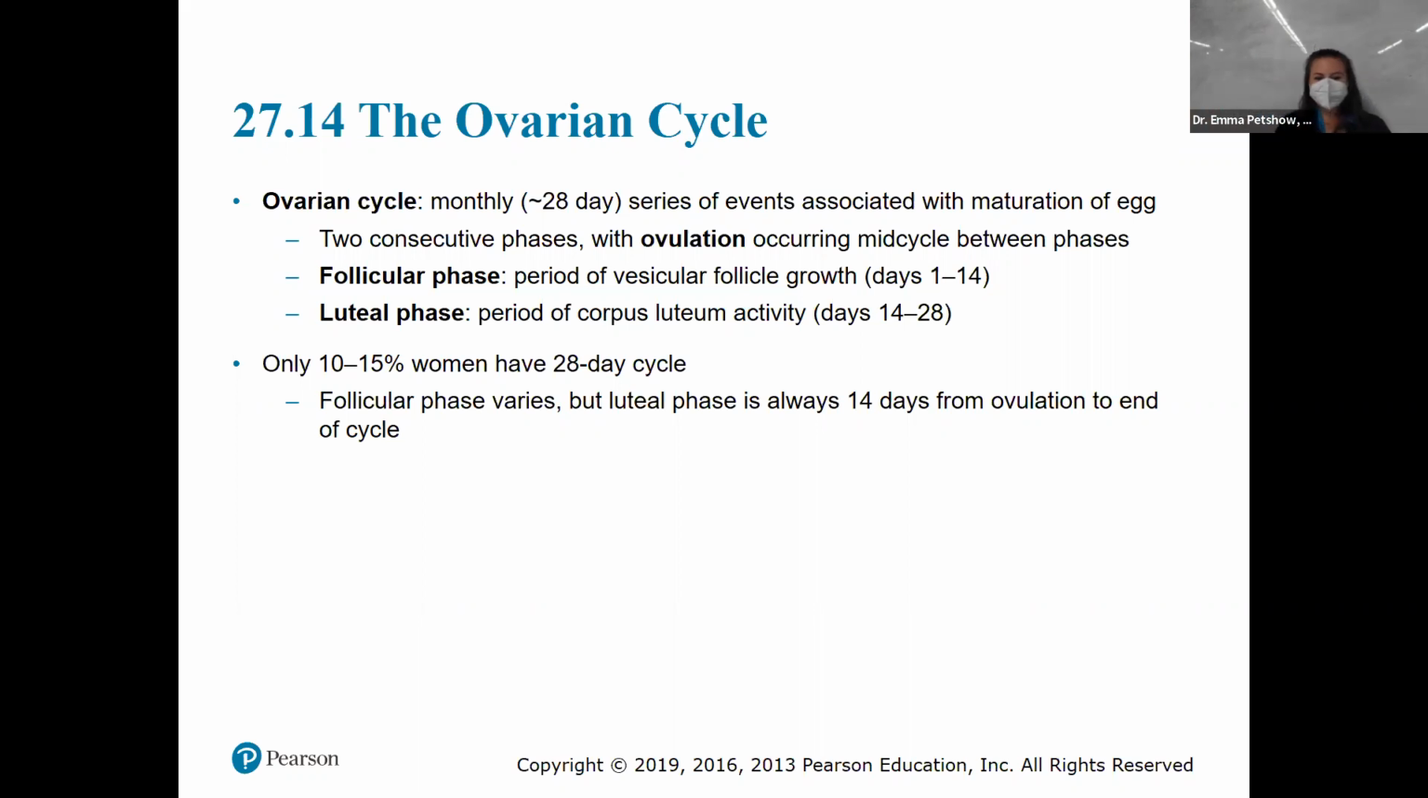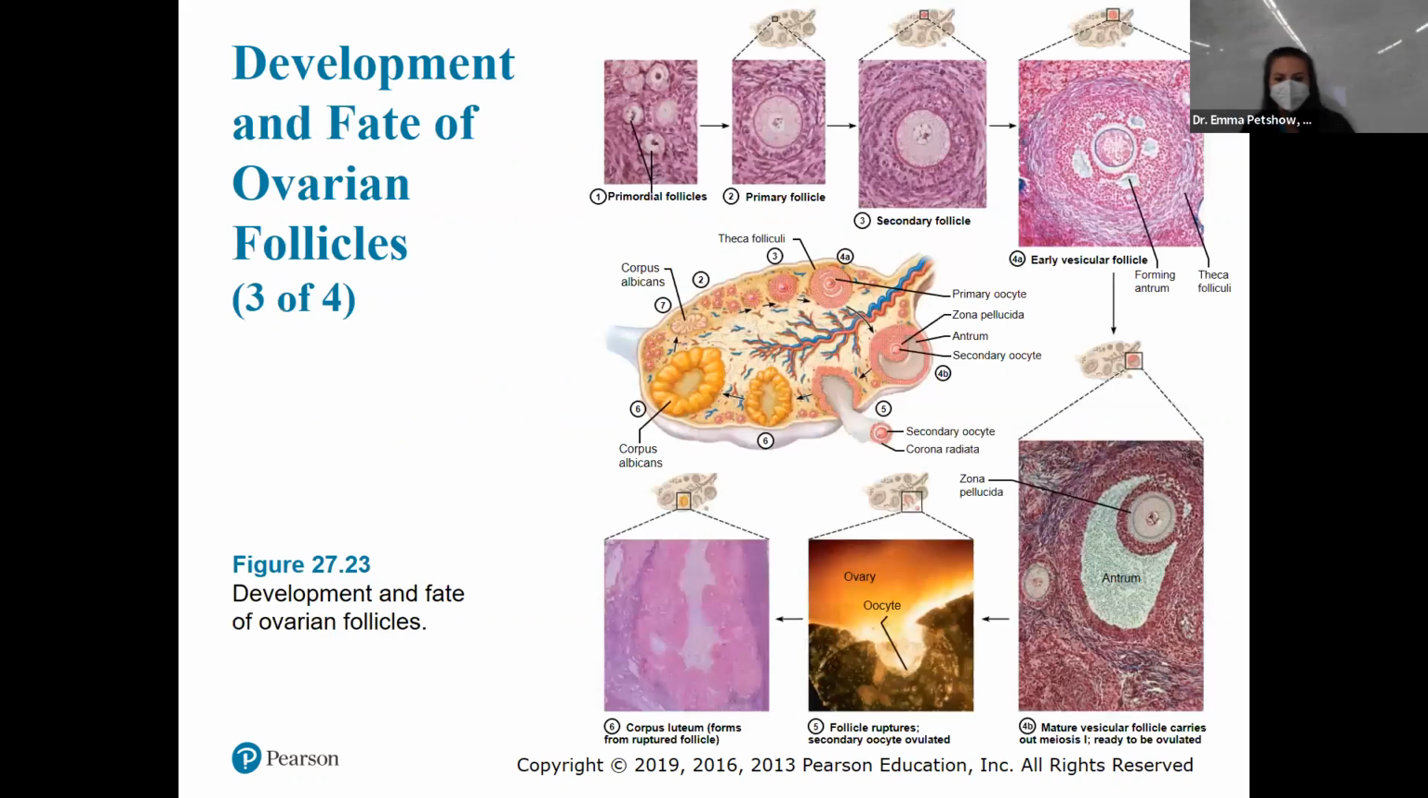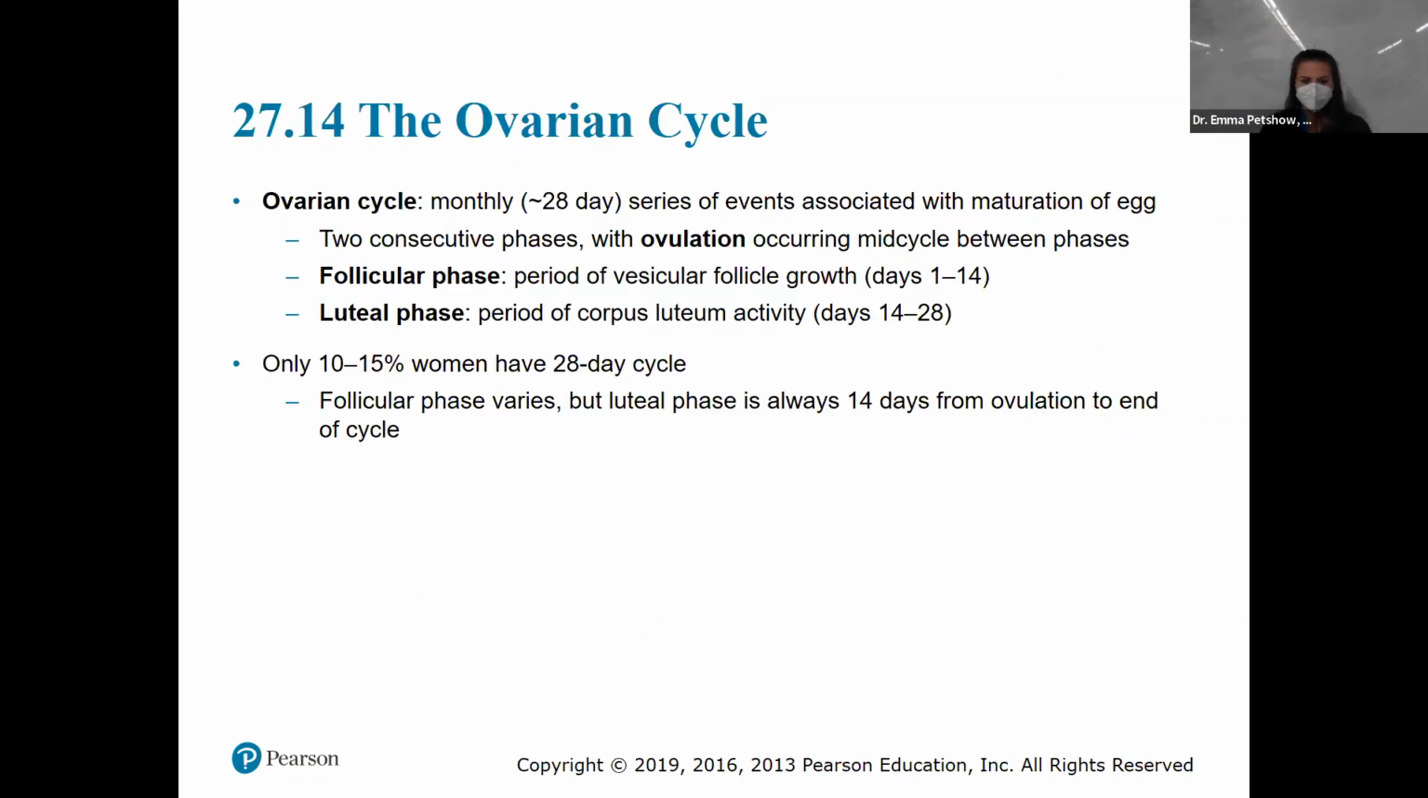Then we have our luteal phase. This is where we have our corpus luteum activity, days 14 through 28. Very limited amount of women have an actual 28-day cycle. It's really like 25 to 32 or even 21 to 32 is normal. Really, the luteal phase is almost always 14 days. I mean, it can shorten too, but typically what varies is your follicular phase. It's more common to vary, but both can clinically. So this is kind of a misnomer, this statement here.